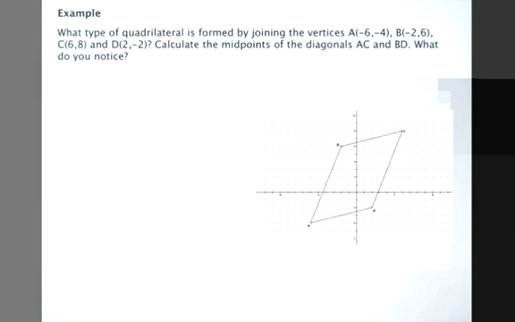So now in this example, what type of quadrilateral is formed by joining the vertices A, B, C, and D as sketched here? Calculate the midpoints of the diagonals AC and BD and tell me what you notice.